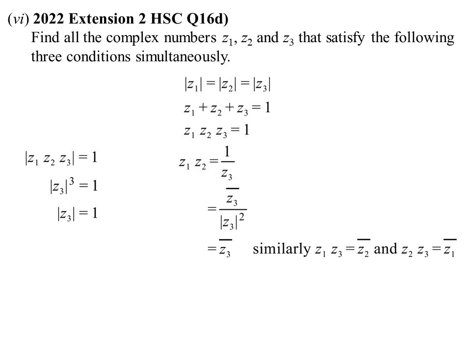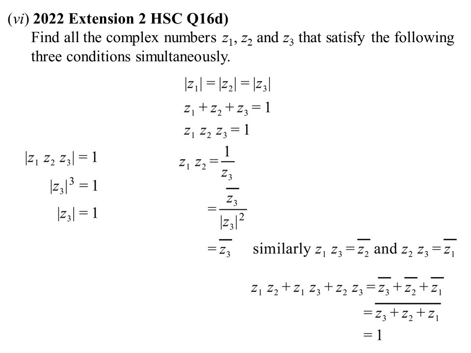Okay. That now tells me that I could write Z1 Z2 plus Z1 Z3 plus Z2 Z3 as the conjugate of Z3 plus the conjugate of Z2 plus the conjugate of Z1, which by our rules is the same as saying the conjugate of Z1 plus Z2 plus Z3, which they've told me is 1, and the conjugate of 1 is 1. I now know what Z1 Z2 plus Z1 Z3 plus Z2 Z3 is. It's also equal to 1.